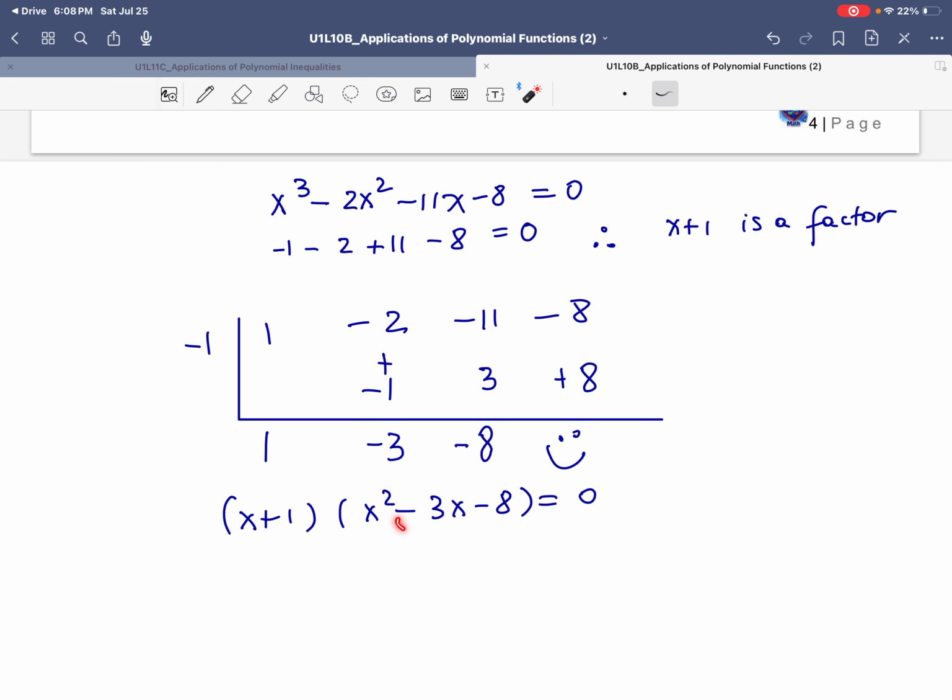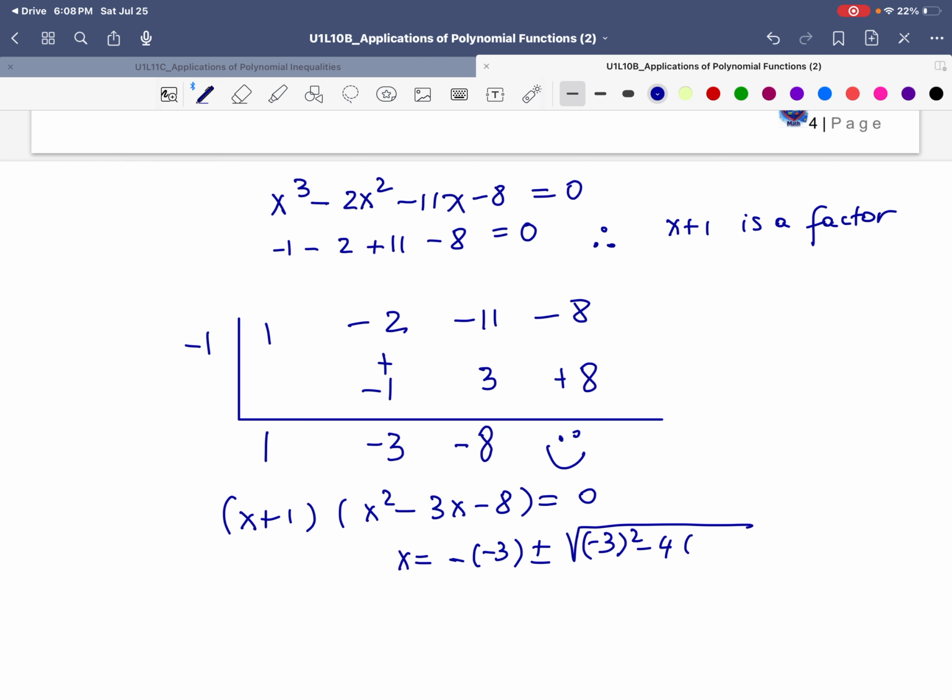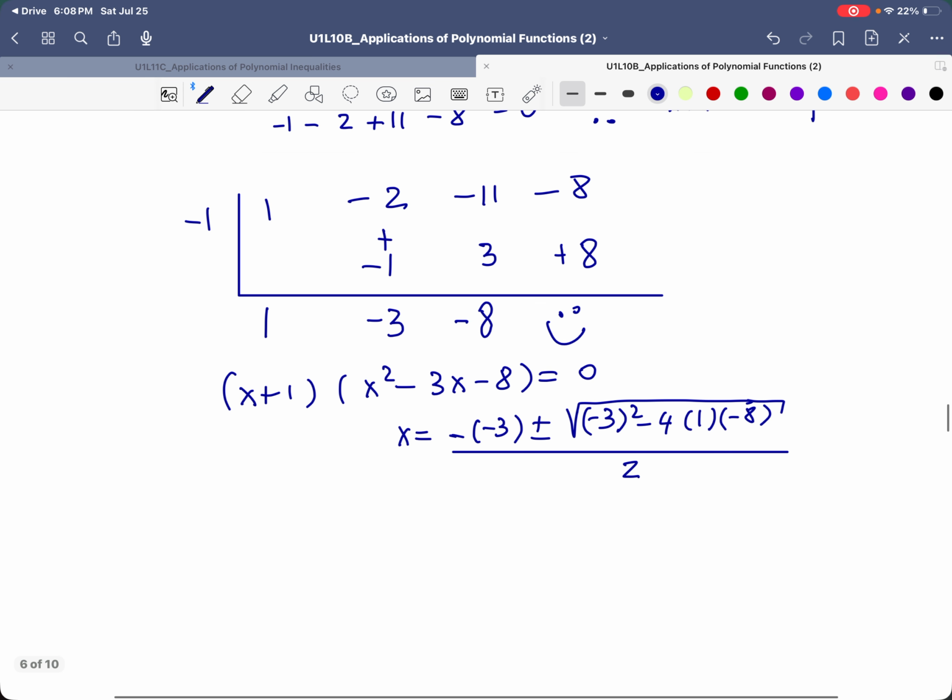I don't think this is factorable, so I'm going to try the quadratic formula here. So negative of negative 3 plus or minus square root of negative 3 squared minus 4 times 1 times negative 8. And that will be divided by 2. So we have 3 plus minus. Now we have 9 plus 32. 9 plus 32, it's a 41. Oops, we don't need this bit longer, square root over 2.